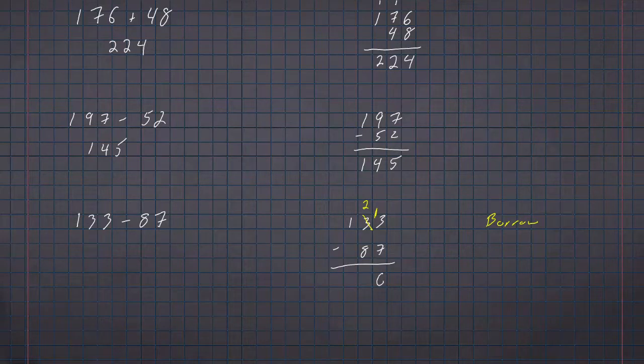13 minus 7 is 6. Then I go to the next column and run into the same problem. 2 minus 8 doesn't work. So I borrow again. I take from this 1, it becomes a 0. I introduce the 1 there so that I have 12 minus 8, which is 4. And then 0 minus 0 is 0. We don't need to put zeros in the front of numbers. It gives me 46 as my result.